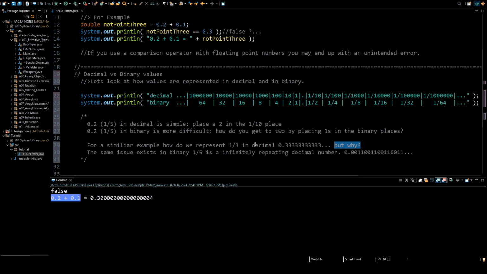And it's because it's not easy for our decimal system to represent 1/3 of something in the way that we write our math. It's the same thing in binary. So the same issue exists in binary.